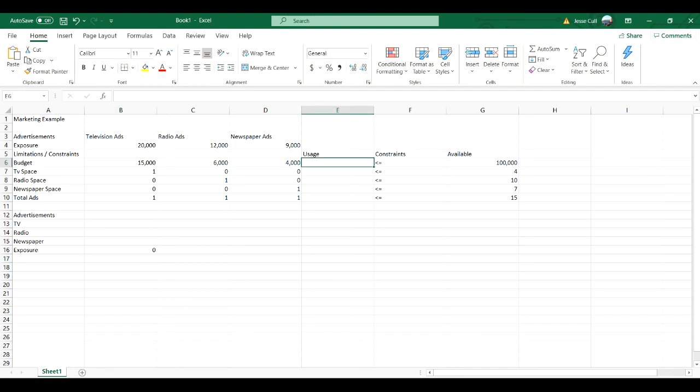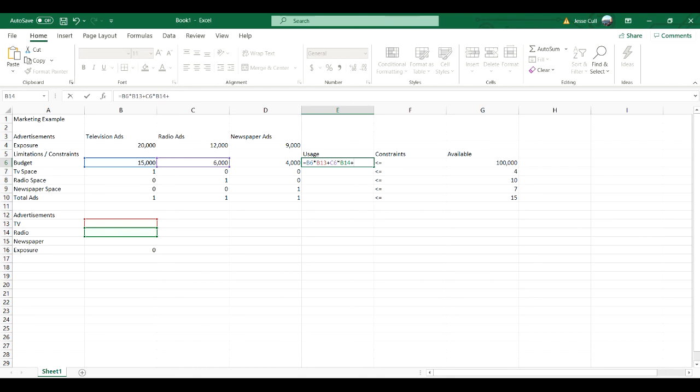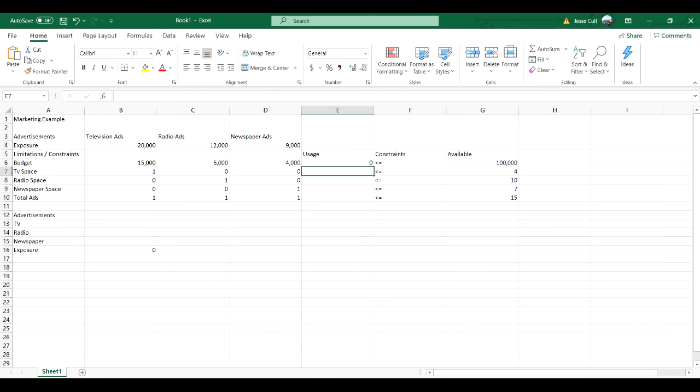Usage is budget for TV times TV commercials, plus budget for radio times number of radio ads, plus budget for newspaper times newspaper ads. All ads are 0. This will be 0 right now. We repeat that four more times. And I'll do that right now. Please bear with me.